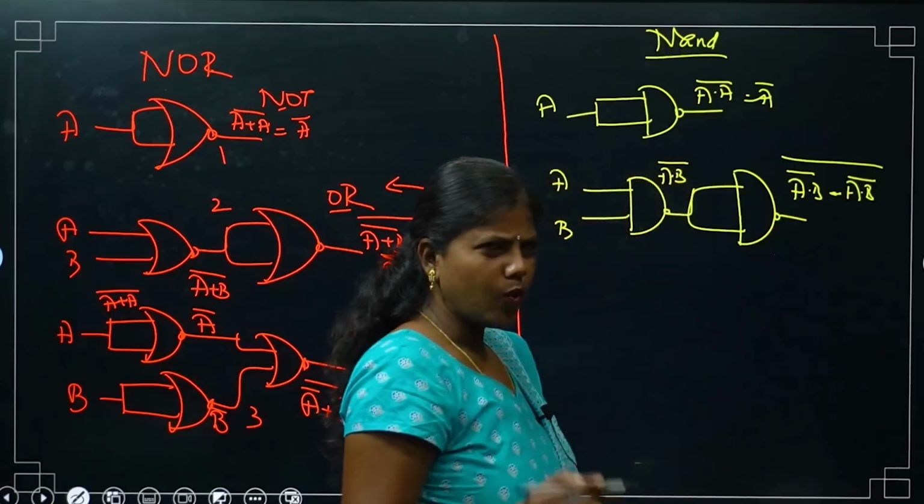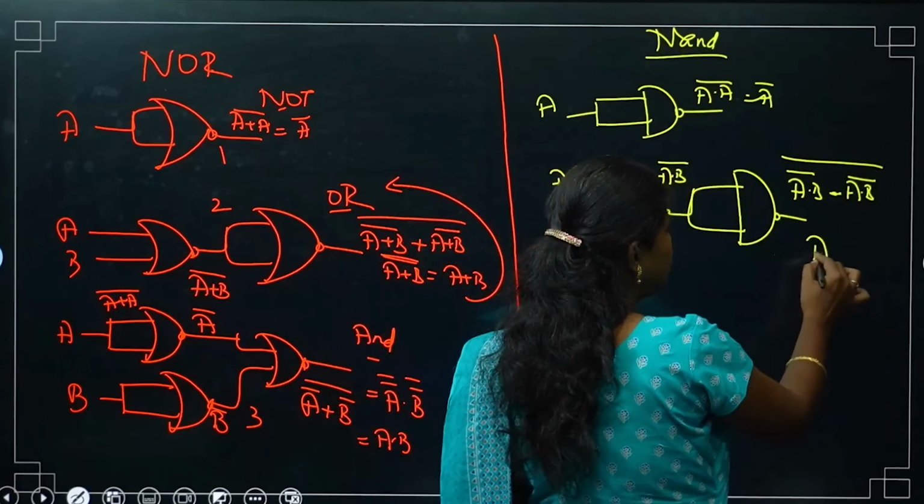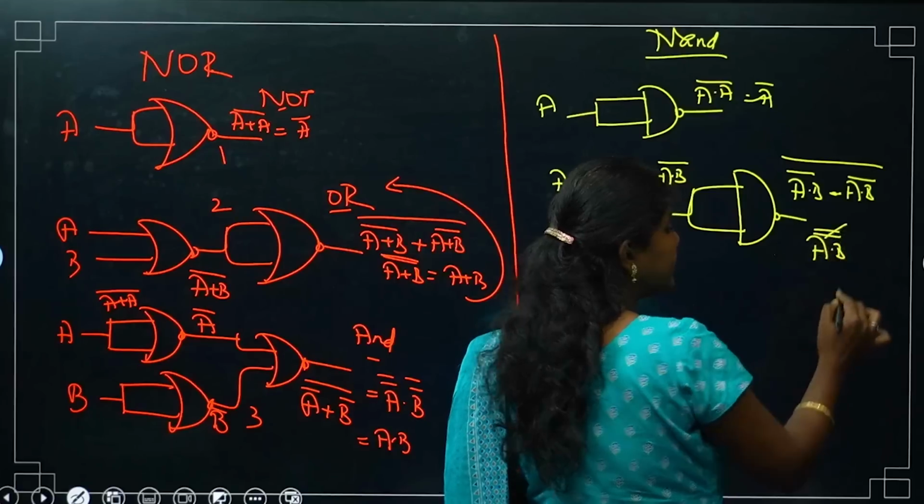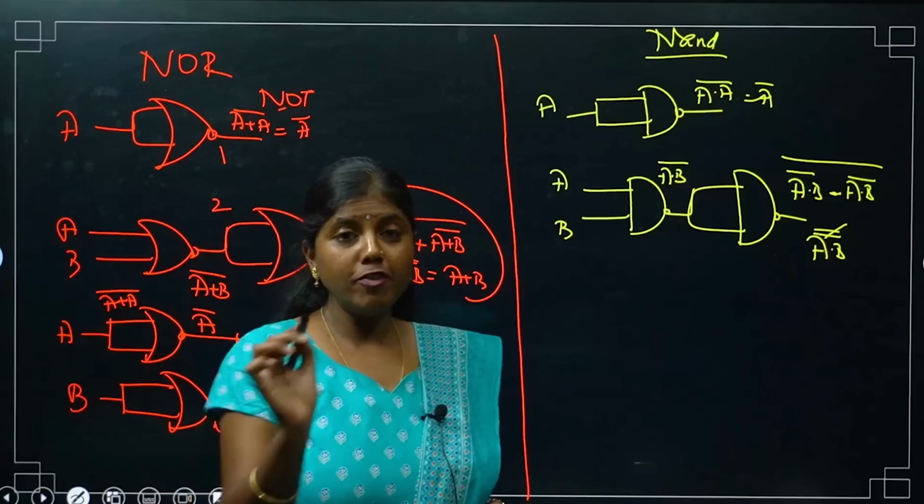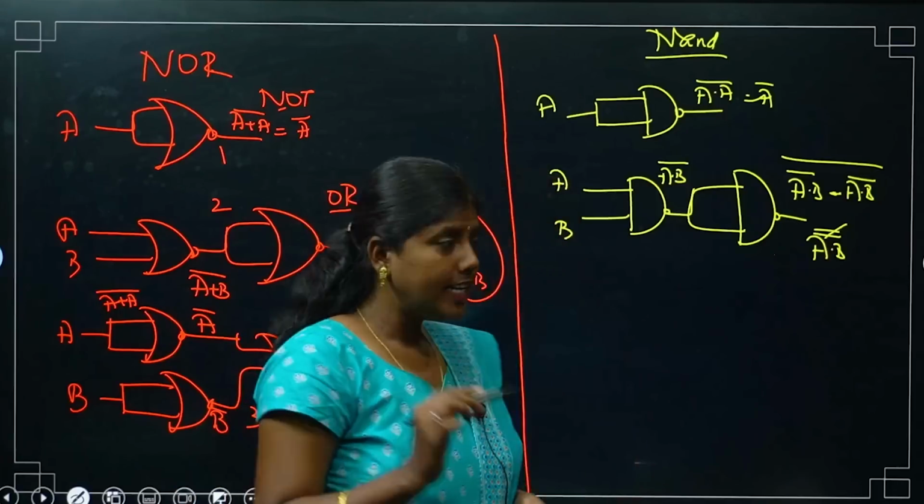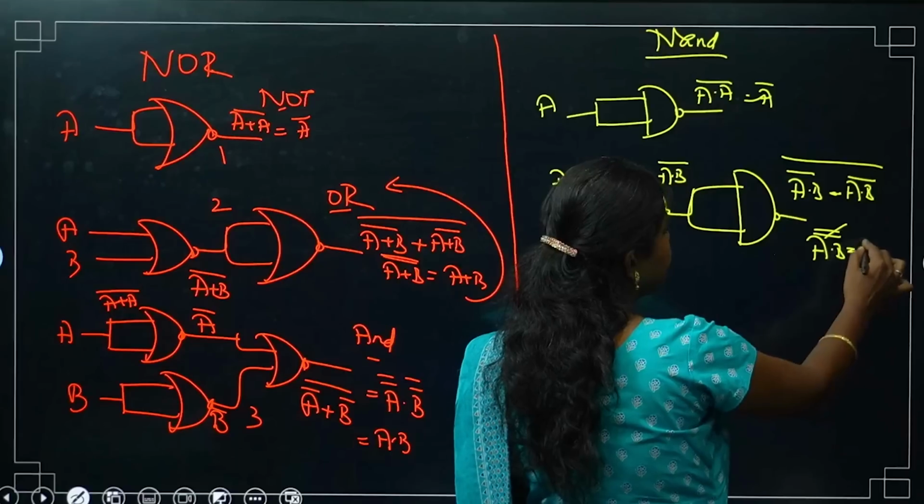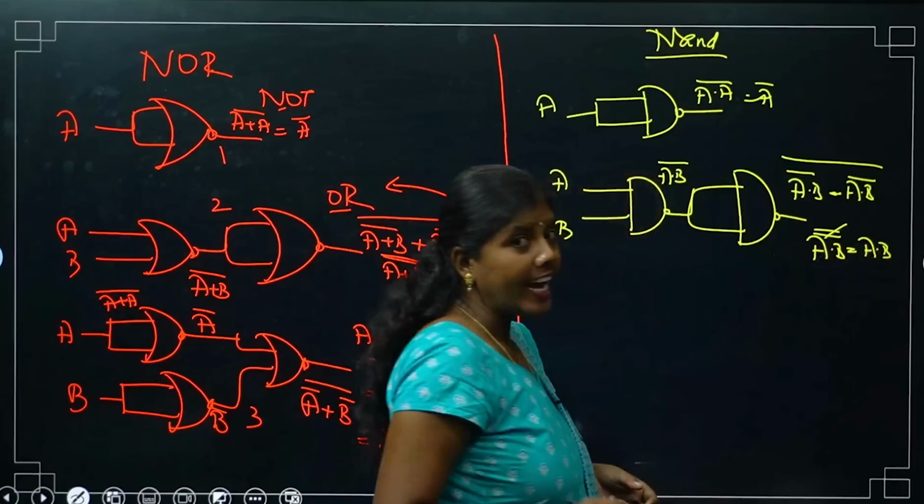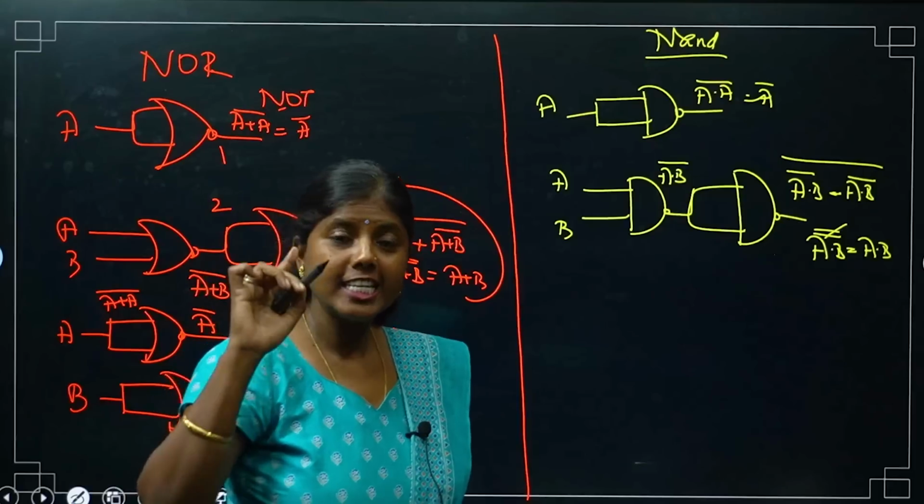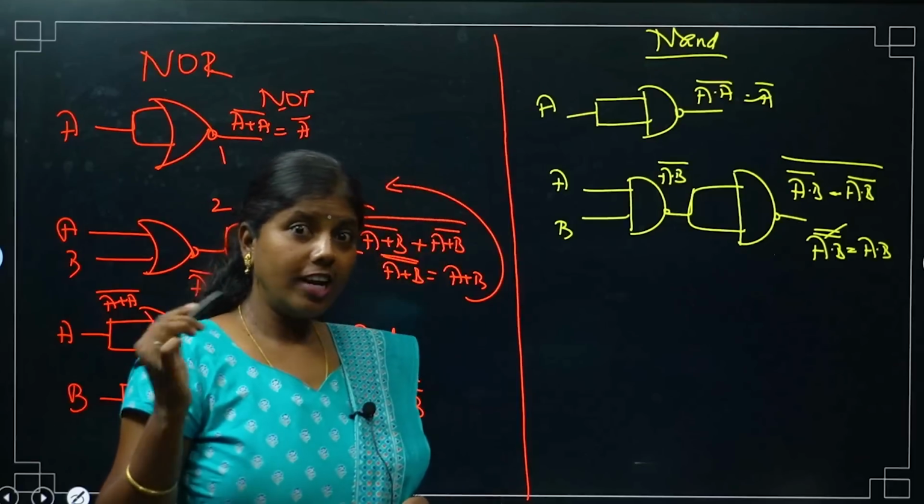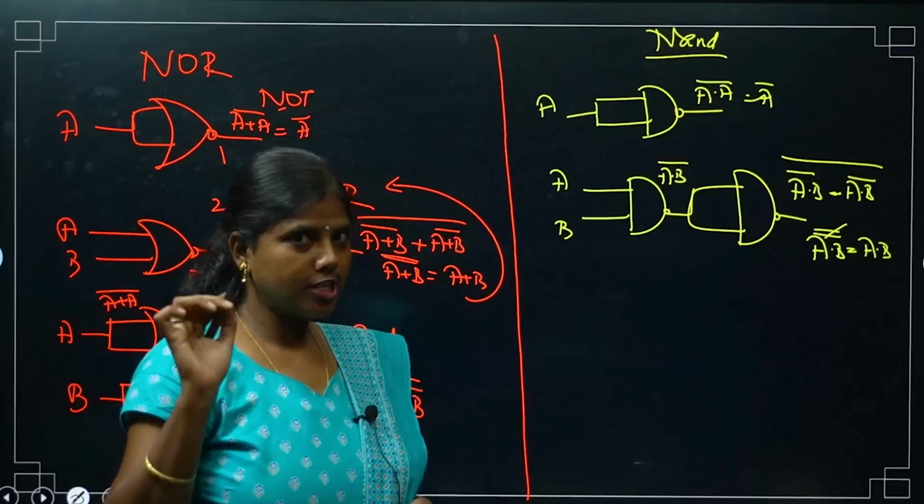X into X is what? X only, right? So it is A into B whole bar. The bar gets cancelled due to the involution law. Involution law is also known as the double inversion law. It is nothing but A into B. So getting an AND gate using NAND gate takes 2 gates, and realizing an OR gate using NAND gate takes 3 gates.